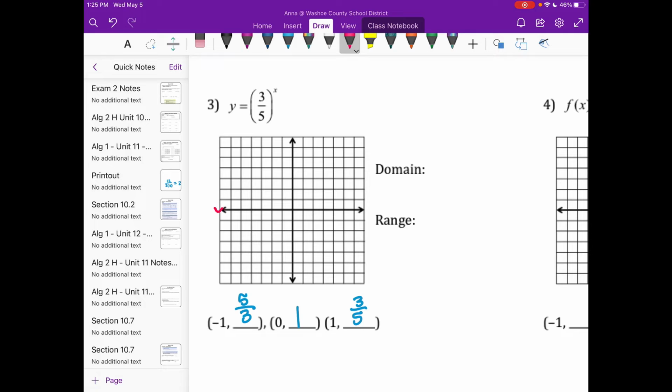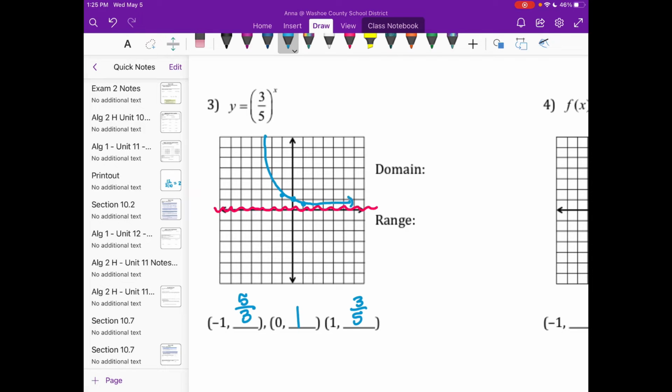Awesome. Now, no movement, so my asymptote just stays right here on the x-axis. And let's put those dots in. Well, 5 over 3, 5 is bigger than 3. So I know it's just going to be a little bit over 1. So -1 up to 1, just go a little bit over, not quite at 2, right? Same thing, 0 and 1 right here, and 1 and 3 over 5.